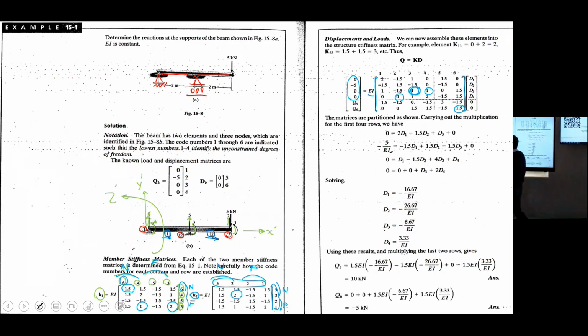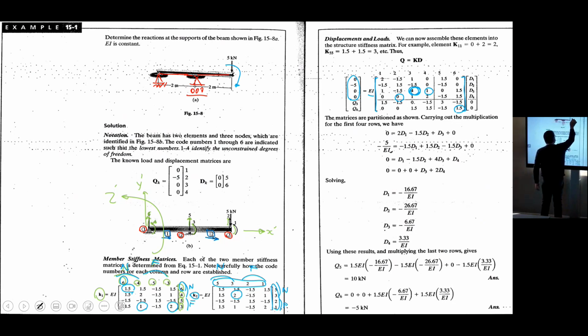If you had, for example, something like a concentrated moment, let's call it 7 kilonewton meter, this 7 would go along the 1, and this number should be -7. Okay?